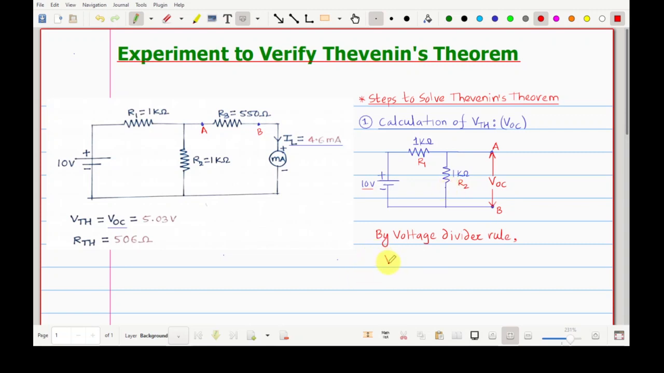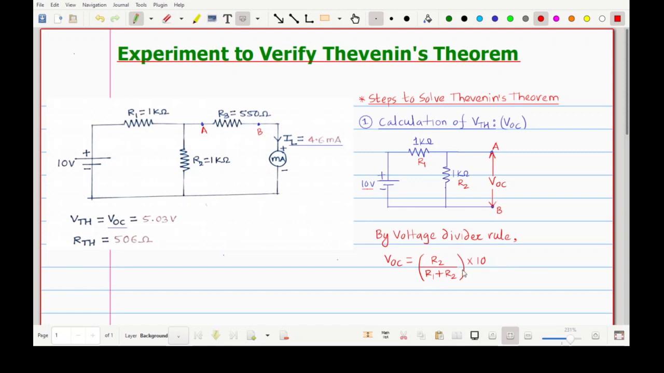Okay. So what we will write? VOC. Now according to the voltage divider rule, what you have to write? We are measuring across R2. So you have to write R2, okay, then divided by total resistance. So what is the total resistance? R1 and R2. Okay, so we will write R1 plus R2. Okay, and this is multiplied by the input voltage. Okay, so what is the input voltage you are having? 10 volt you are having over here. Okay, so this was your input voltage.